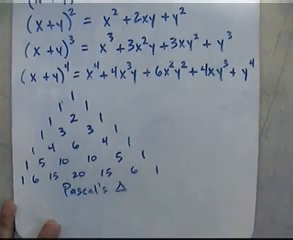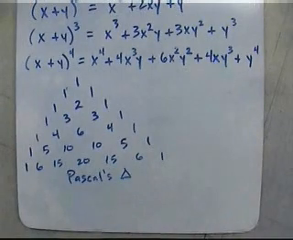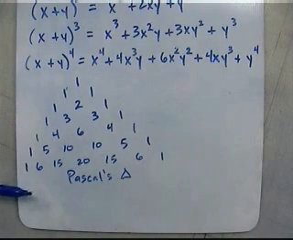Okay, this is what's called Pascal's triangle. It's used to find coefficients for all of these terms right here. Now, unfortunately, if I wanted to find the 7th or 8th row of Pascal's triangle, I'd have to do the entire triangle to get there, and I'd rather not do that.